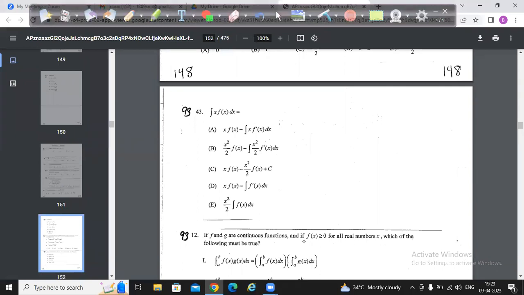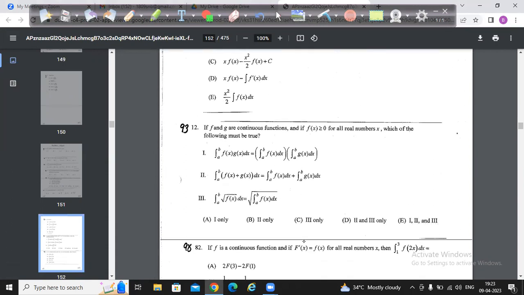So this you do: f of x into integral of x square by 2, minus integral of f of x, f dash x into integral of x into dx. So B for Bangalore should be the answer for the 43rd one. The UV rule will apply and you will do it.